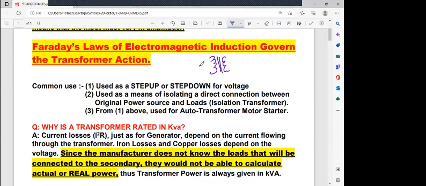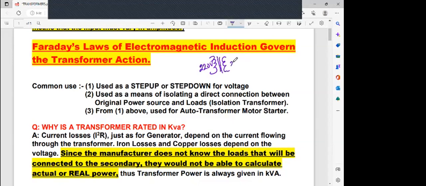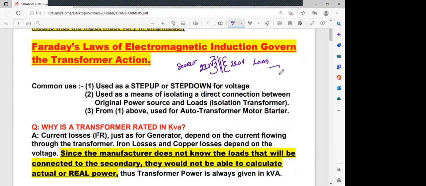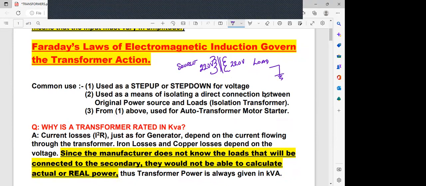So if you're getting 220 volts over here, you will also get 220 volts on your secondary. So this is connected to the source and this one is connected to the load. That is a washing machine. And by doing this, you are isolating that earthing that is occurring on your washing machine. You are isolating it from the source.